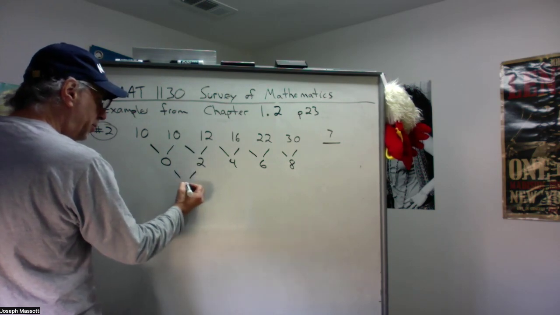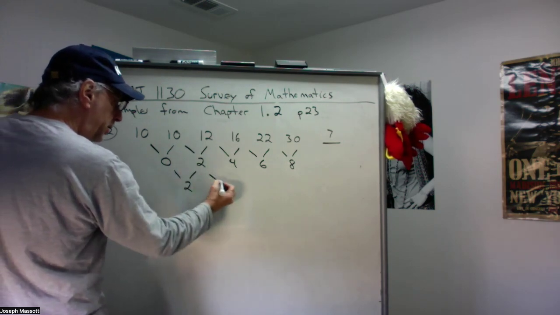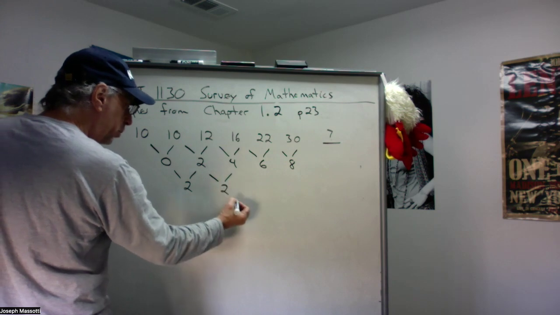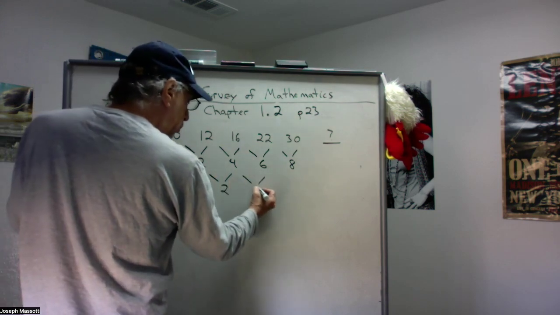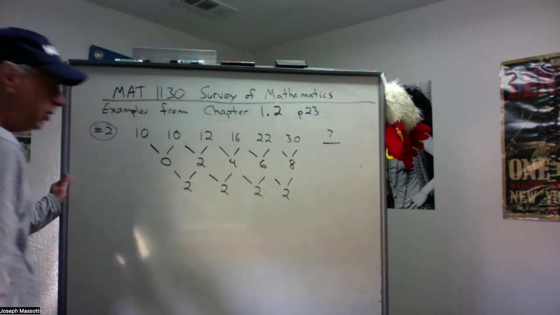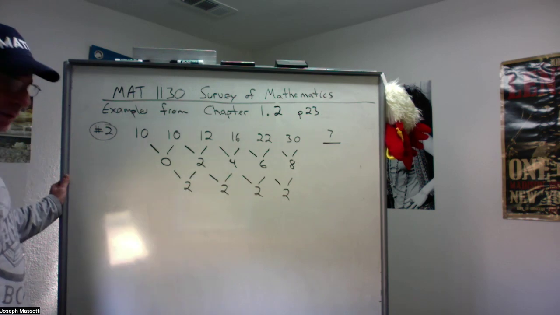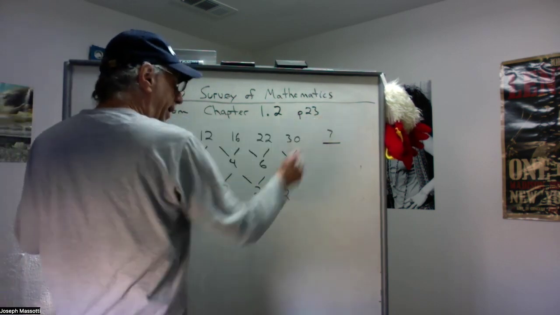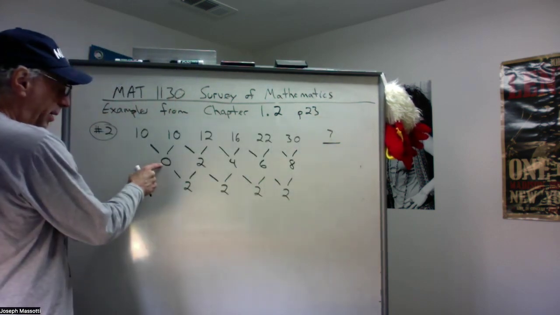The difference between 0 and 2 is 2. The difference between 2 and 4, also 2. The difference between 4 and 6, and the difference between 6 and 8. But once you get that row of all the same number, now you're just going to work your way back up, right?